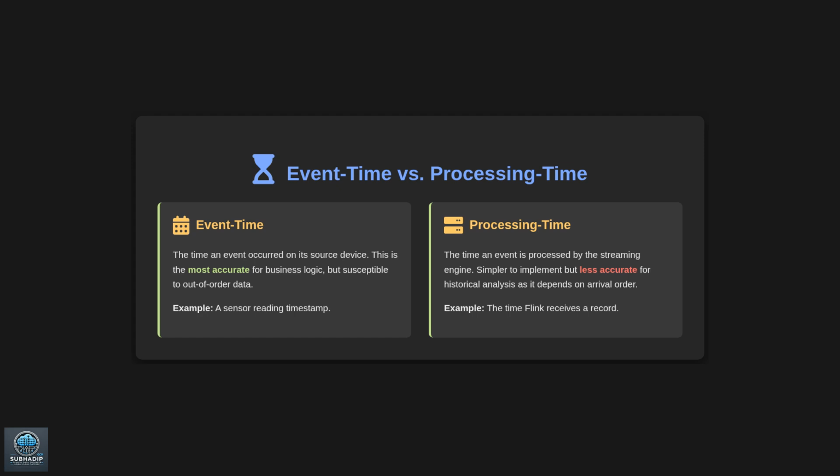A critical distinction in streaming is between event time and processing time. Event time is when an event actually occurred at its source, offering the most accurate view for business logic, but it's prone to out-of-order data. Processing time, conversely, is when the streaming engine processes the event. While simpler, it's less accurate for historical analysis as it depends on data arrival order.